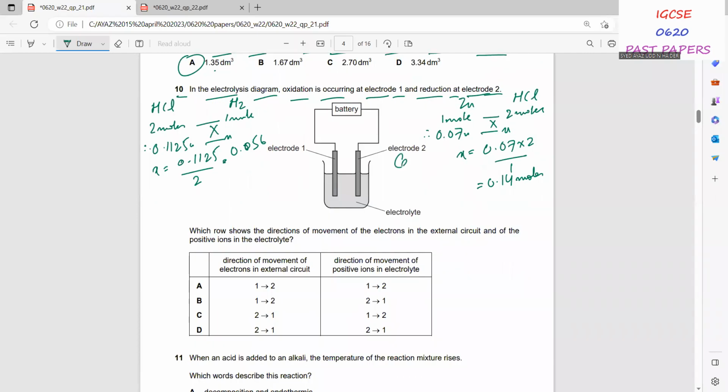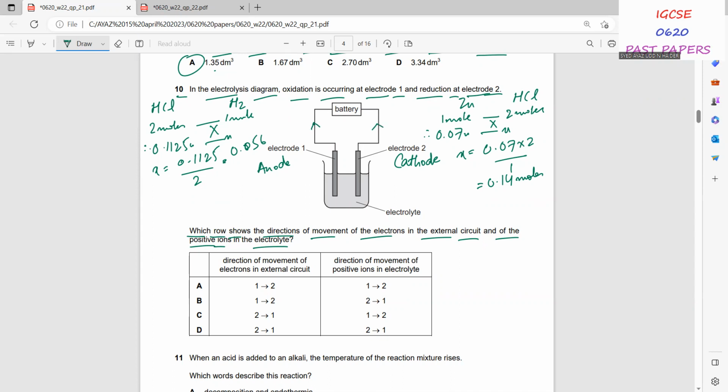So this is cathode. Electrode 2 is cathode. Electrode 1 is anode. Which row shows the directions of movement of the electrons in the external circuit and of the positive ions in the electrolyte? Direction of the movement of electrons in the external circuit is from 1 to cathode, because at anode there's oxidation taking place, that is loss of electron, and at cathode there's a gain of electron taking place. So electrons are moving from 1 to 2.